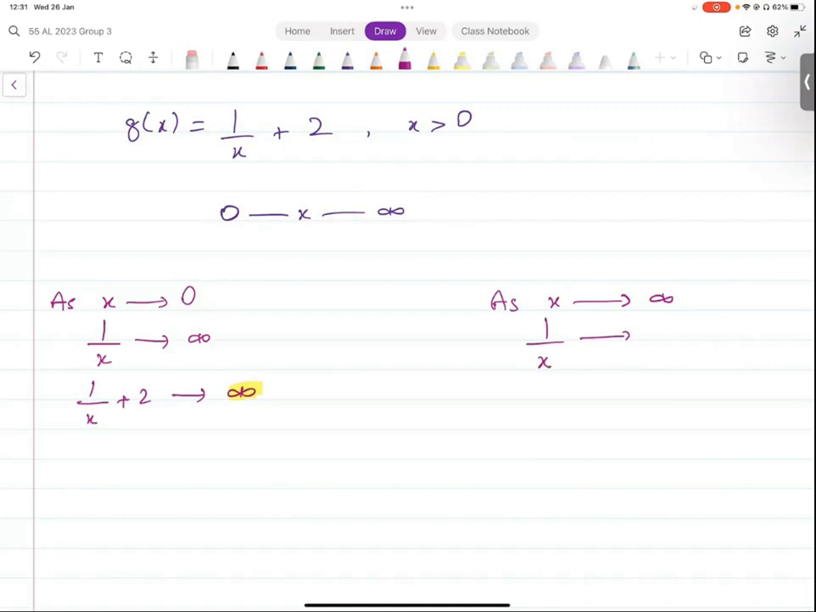1 over x क्या हो जाएगा? Very small. Smaller, right? So it's going to be very close to zero, right? So 1 over x आपका बहुत छोटा हो जाएगा. So it's a very simple concept, you know.